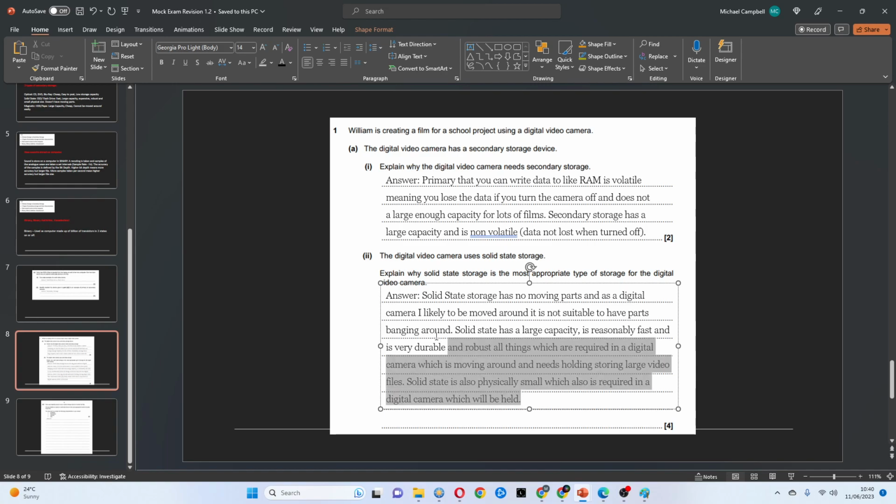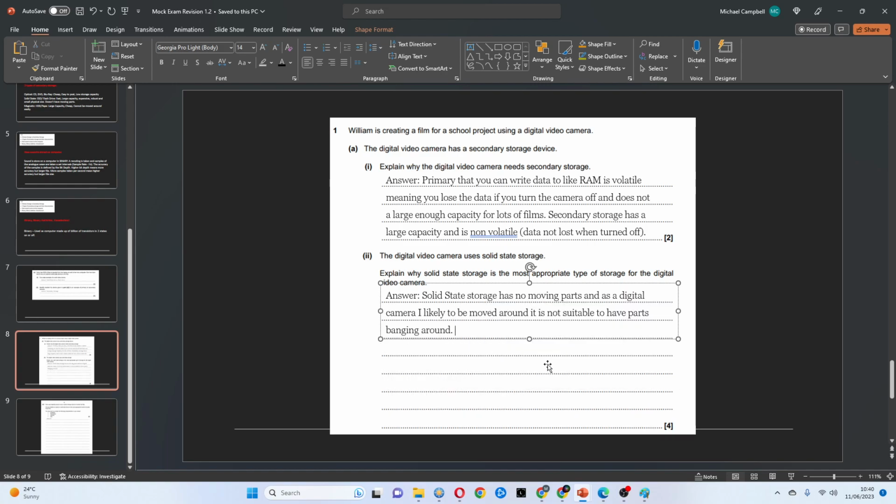I probably could have worded this better, actually. I probably should have said, other than that, large capacity, useful for large file sizes in videos. It would have been better to have done it like this. Robust device in case the camera is dropped. Solid state is robust in case the camera is dropped. More like that would have been better to have actually written. So I'm answering the reason for each one specifically next to it.